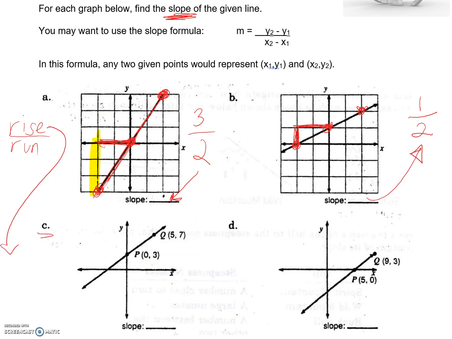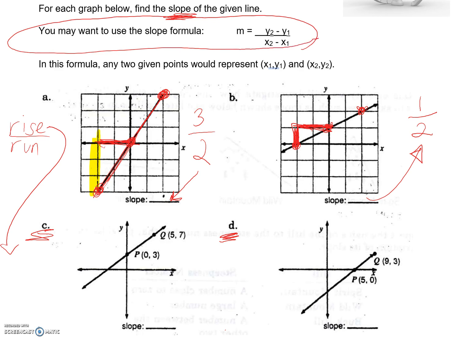Okay, so when we look at parts C and D, we can't use this method anymore of counting boxes, and that's when we're going to need the slope formula. Now, since we can't count boxes and we can't find our rise, we're going to be looking at the y values instead, the 7 and the 3.